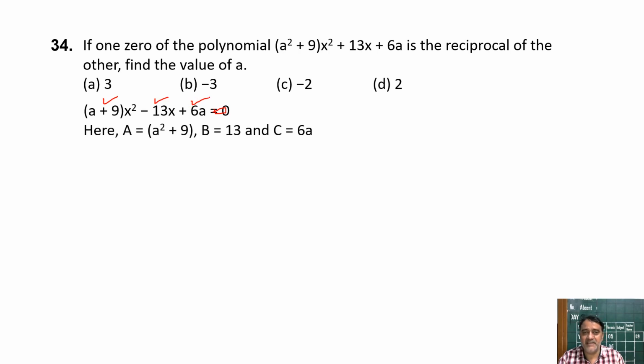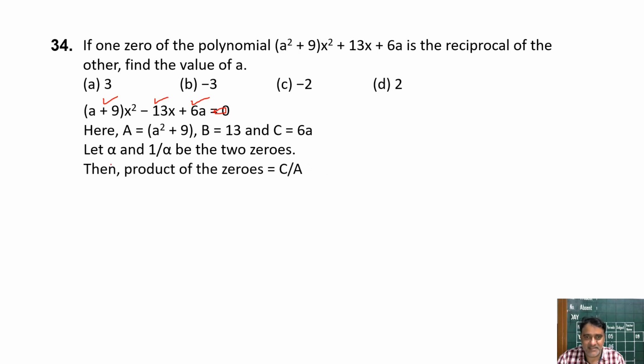Yes, sir. Okay, now it is given that one zero is the reciprocal of the other. So if one zero is alpha, what is the other zero? 1 upon alpha. Very good. So let alpha and 1 upon alpha be the two zeros. Now, if we multiply alpha and 1 upon alpha, we will get 1. So we are going to take only the product. Product of zeros, what is the formula? C by A. Product of zeros alpha into 1 upon alpha is equal to C by A, that is 6a by a square plus 9. So here these two will be cancelled and we are getting 1.